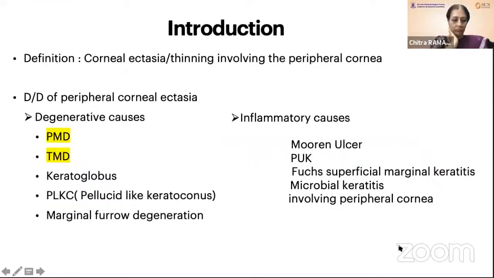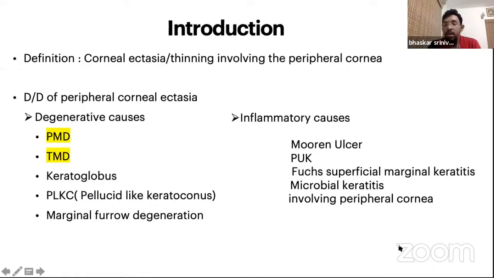So basically, when you're talking about ectatic disorders, especially peripheral ectatic disorders, you have corneal thinning which involves the peripheral cornea. Sometimes you can have associated scleral involvement also. When you look at the differential diagnoses, it could be because of a degenerative condition or an inflammatory cause. The degenerative conditions would be PMD, TMD, keratoglobus, or what we sometimes nowadays call pellucid-like keratoconus, and marginal furrow degeneration. The inflammatory causes have already been covered today, in terms of Mooren's ulcers and the PUKs.